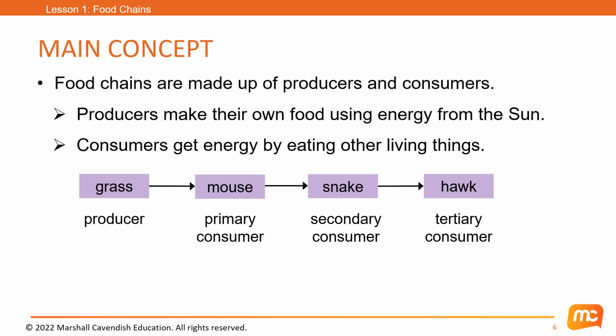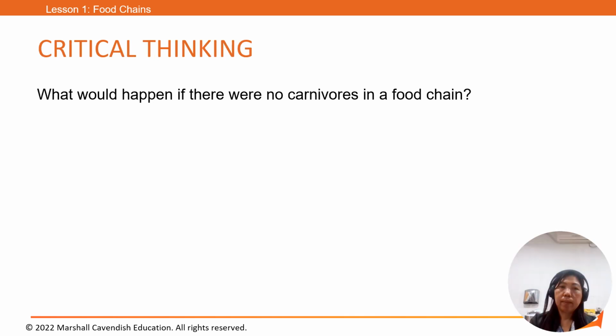So the primary consumer will eat the producer. Meanwhile, the secondary consumer will eat the primary consumer. Or maybe it can be both. Okay? Hawk will eat the tertiary consumer because hawk can also eat the mouse. So we can say that there are stages. Okay? Stages of the consumer. Let's see the next page.